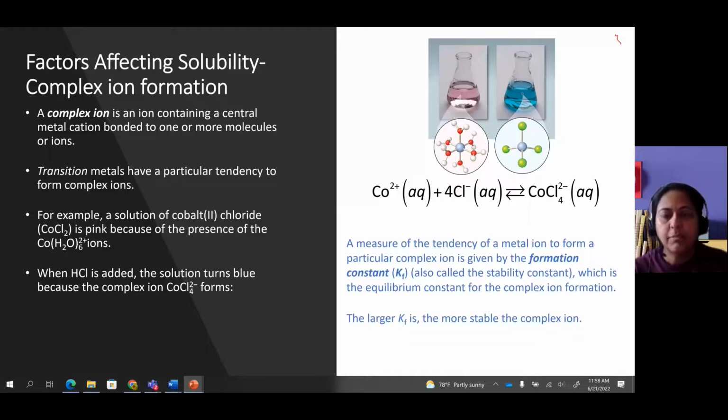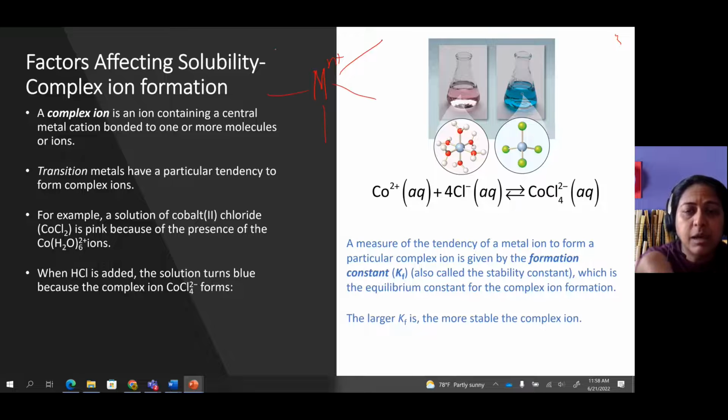Let's talk about the complex ion formation. What is a complex ion? A complex ion contains a central metal ion, a metal cation, I would say Mn+, and it is bound to one or more molecules or ions. In most cases, the central ion is a transition metal ion because transition metal ions have vacant orbitals.